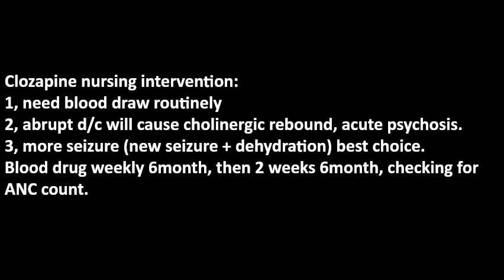Clozapine nursing intervention. 1. Need routine blood draws. 2. Abrupt discontinuation will cause cholinergic rebound and acute psychosis. 3. Increased seizure risk; new seizure plus dehydration, best choice. Blood draw weekly for 6 months, then every 2 weeks for 6 months, checking ANC count.